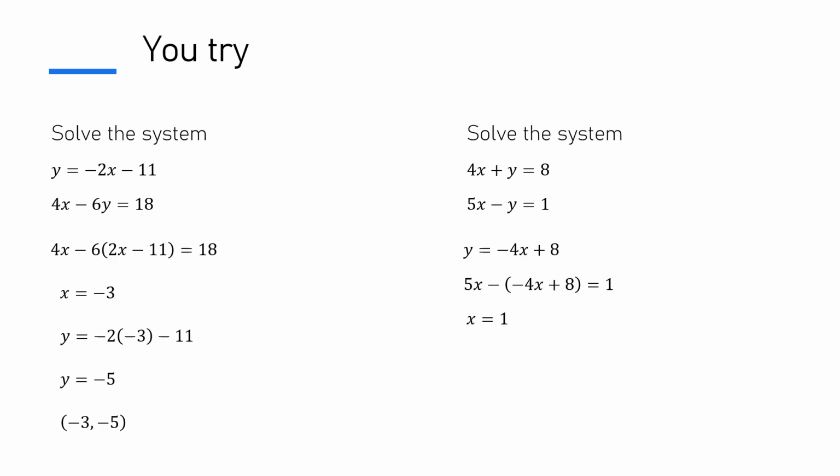Now we know x equals 1. We can take that and substitute it into the 4x plus y is equal to 8, or the y is equal to -4x plus 8 equation. And that'll give us y is equal to -4 times 1 plus 8. Go ahead and pause the video to make sure you can get what y is going to equal from here.